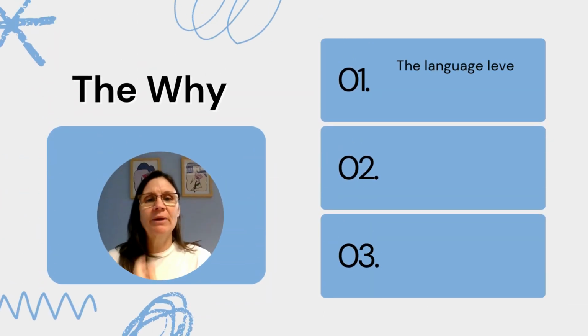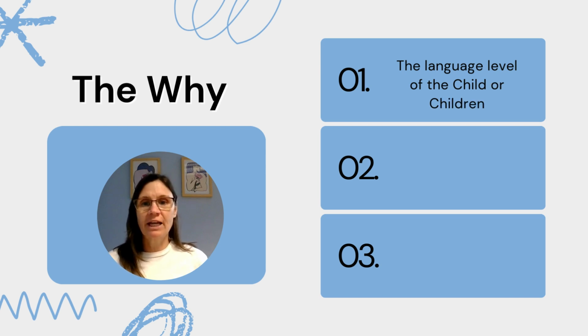Okay, so the why, here we go. The language level of the child and the children. If you're talking about the vocabulary, it's understanding where they are. If a second language is involved for these individual children, your vocabulary might be different. You might have intentional vocabulary. Where are these children?